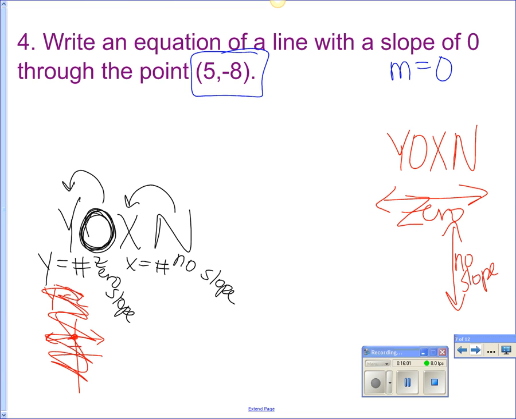Is it zero slope or no slope? It's 0. So that means it's going to be y equals a number as my answer. I need to label my point. Which one of those is the y number, the 5 or the -8? So it's going to be y equals -8. Y equals -8 is my answer.